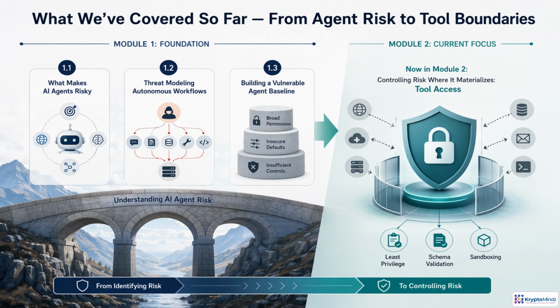Module 1 gave us the foundation: why agents are different, how autonomous workflows get attacked, and how insecure defaults turn into exploitable behavior. Now we move from recognizing risk to controlling it, starting with the boundary that matters most: tool access.